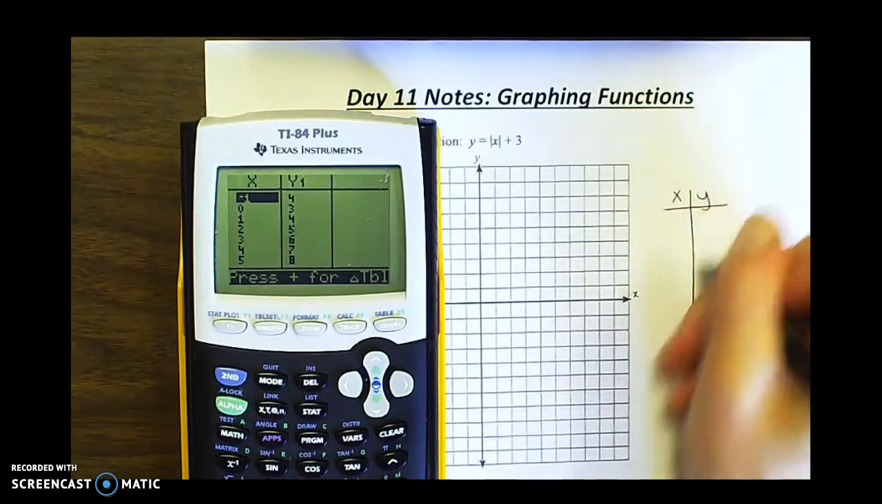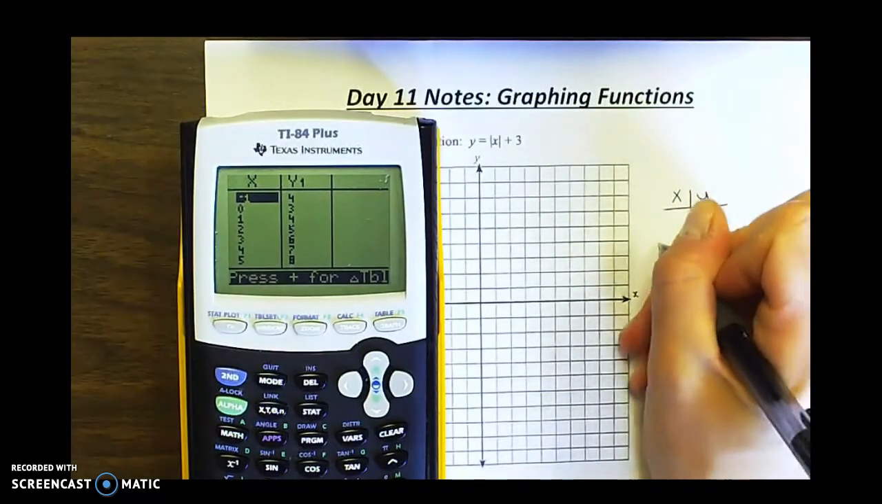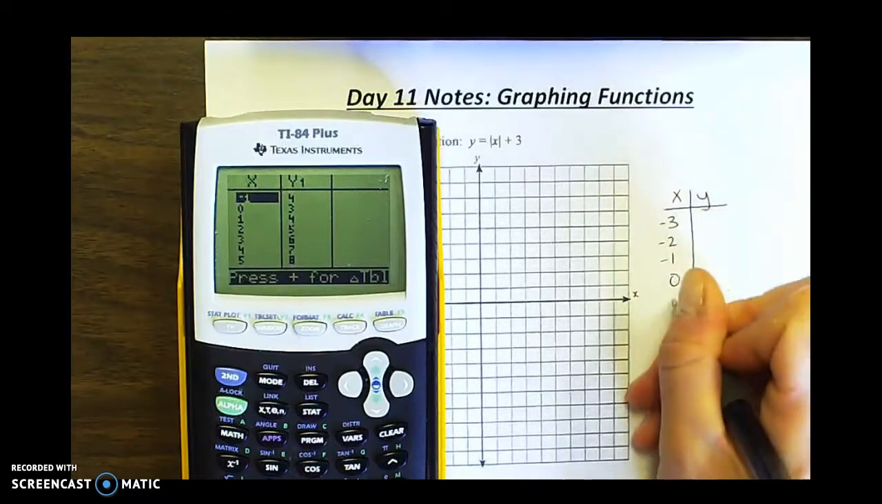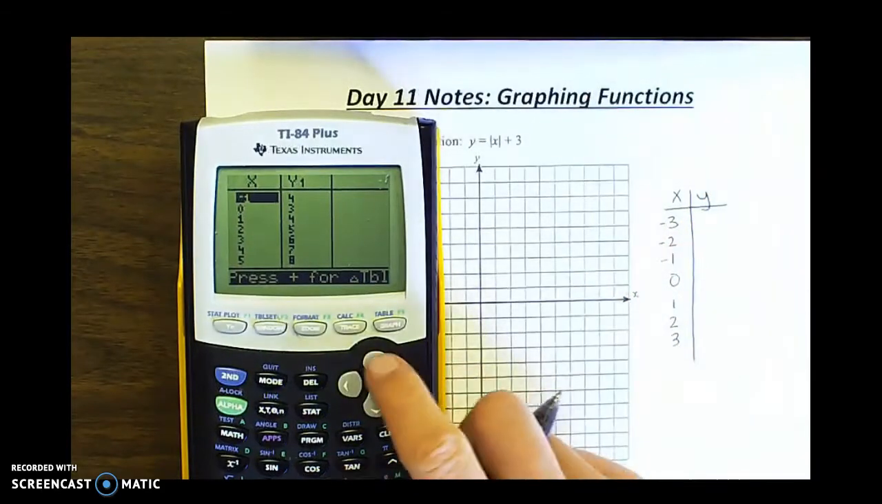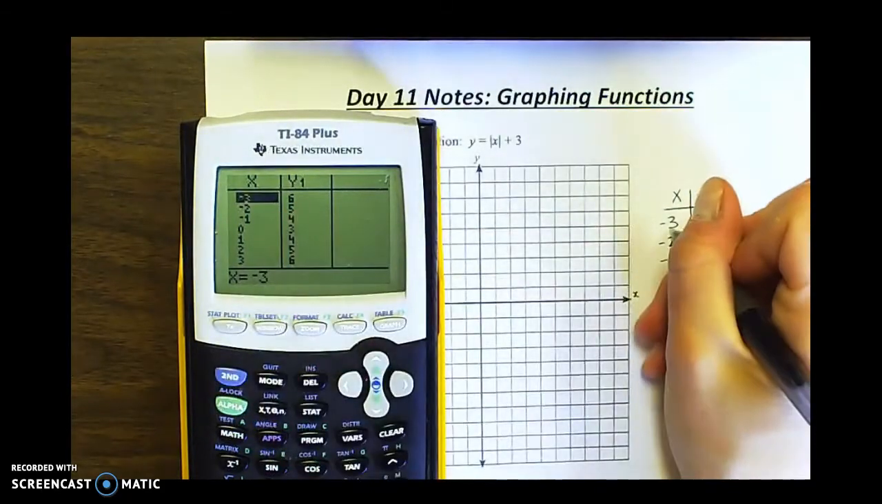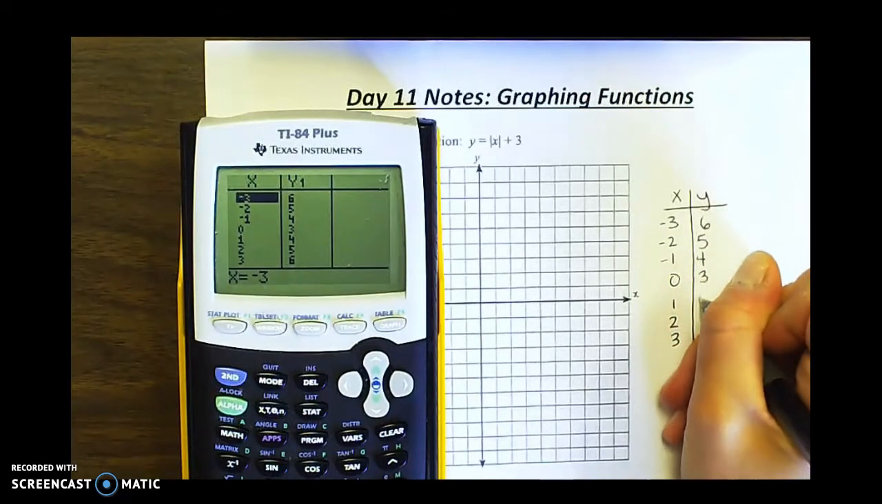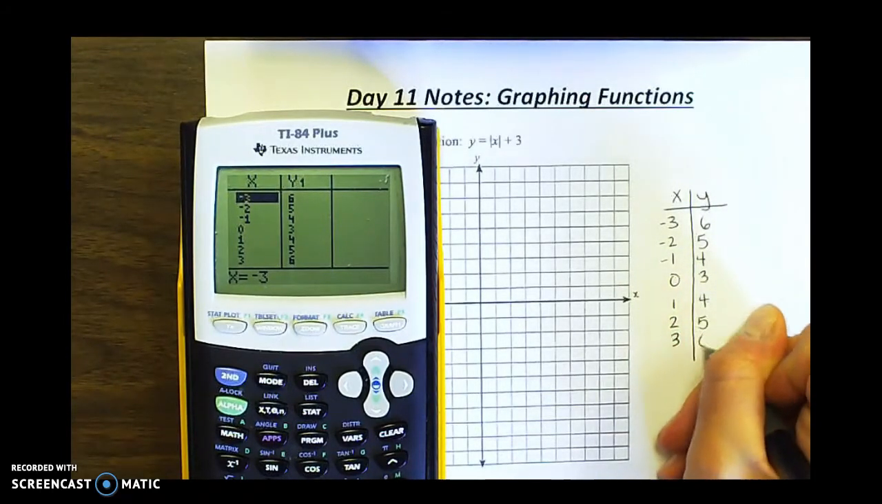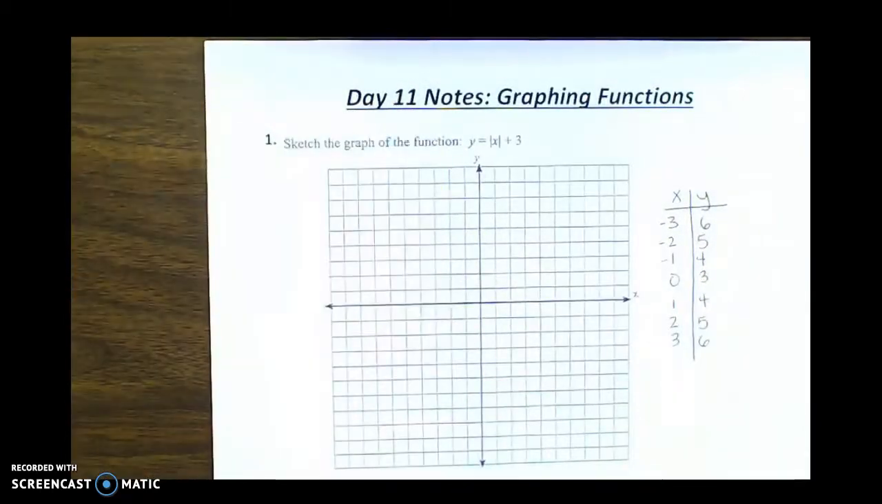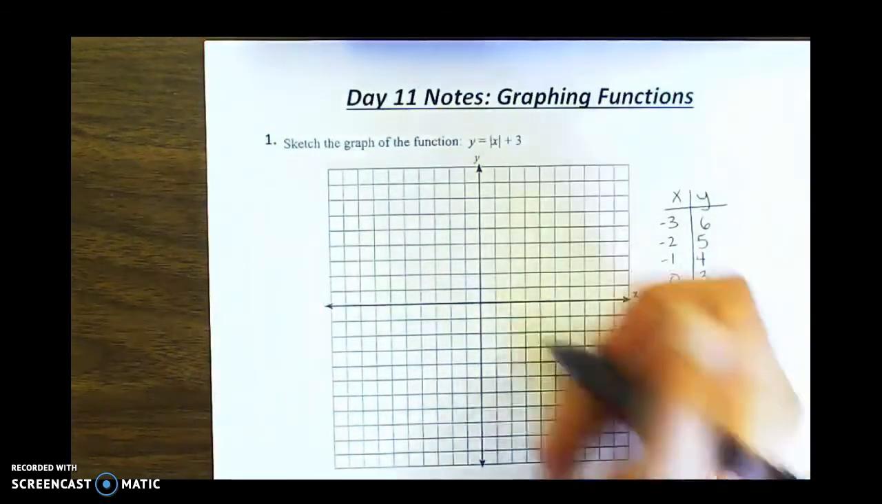So we said the middle was about 0, so now I want to go 3 values below and 3 values above. So there we go. So I'm going to use negative 3, 6, 5, 4, 3, 4, 5, 6. All right, and now we can go ahead and plot those points.